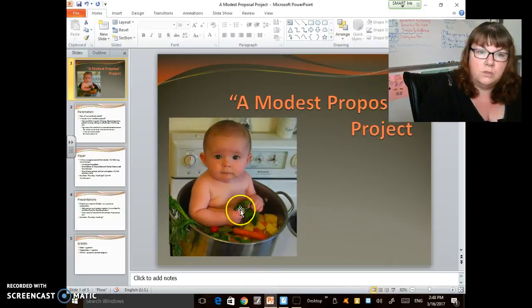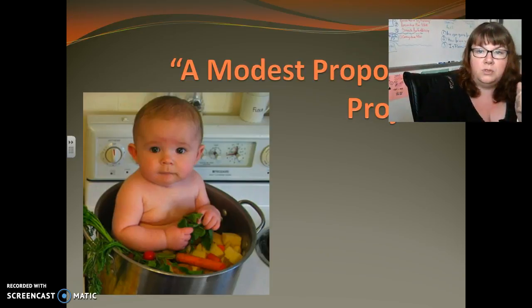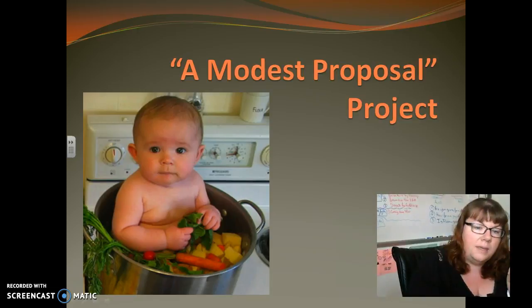So now I'm going to switch over to my PowerPoint. And okay, so A Modest Proposal. So this is really cute. Loved the picture. I know it's kind of funny. It's not meant to be that we're going to eat the baby because we're not. Just keeping that in mind on how drastic the solution that Jonathan Swift came up with.